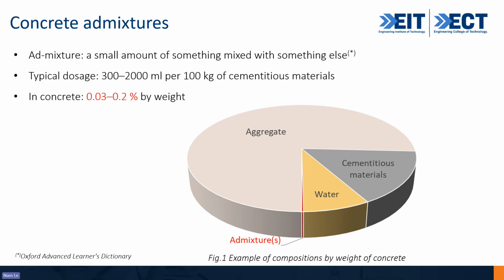And typical doses for admixtures, how they quantify the amount of admixtures. Normally, the doses are around 300 millilitres at minimum, at least that we have seen, and up to around 2000 millilitres per 100 kg of cementitious material. What does it mean? It means we quantify the admixture amount based on the cementitious materials.